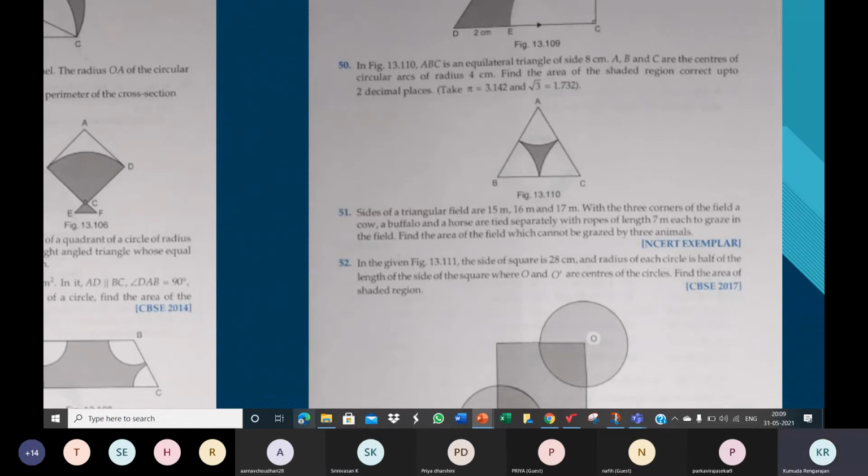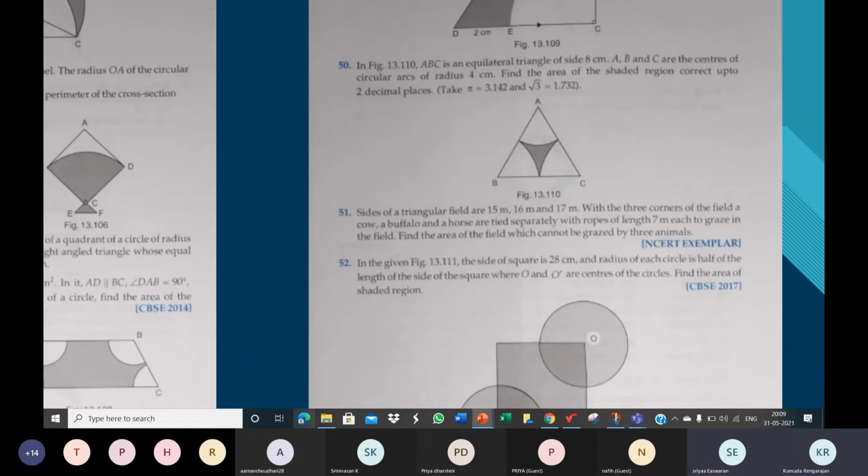But my question is, can we find the areas of these sectors separately, individually? Yes, ma'am, we can find it. Okay, then go ahead. Tell me. I want to know the area of the sector which is grazed by the buffalo.